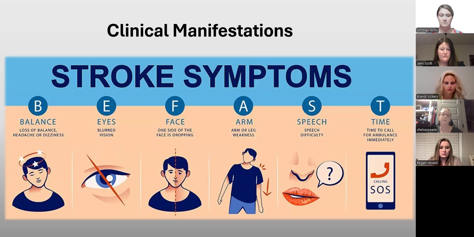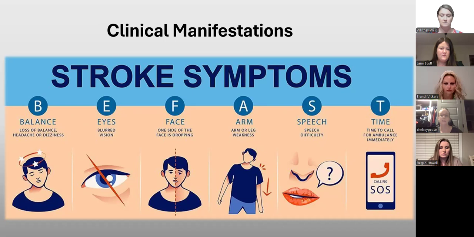BEFAST. B for balance, loss of balance, headache, dizziness, confusion. E for your eyes, blurred vision. F for face, the onset of one side of your face drooping. A for arm, arm or leg weakness on one side of the body. Typically that goes hand in hand with your face. S for speech, you can have slurred speech or just speech that is a little bit slower.